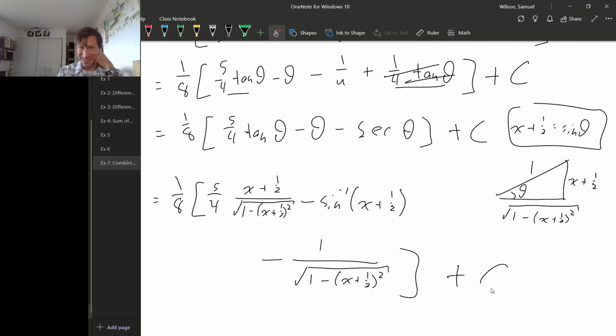All plus a constant. So you can see that even tricky integrals, if you just take them step by step and at every stage think about what plausible techniques of integration you might use, you can solve even very complicated integrals.